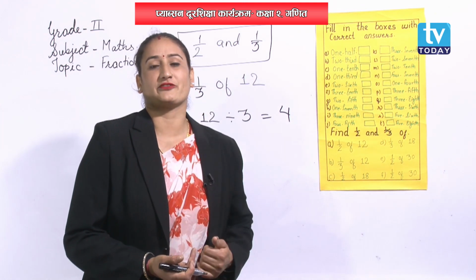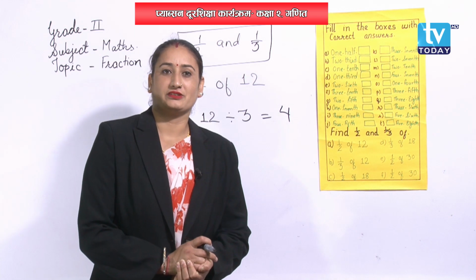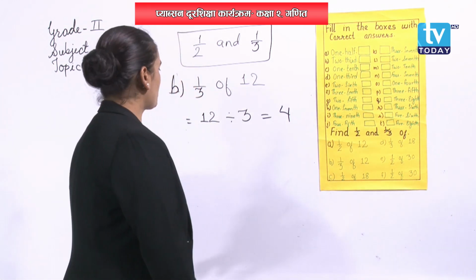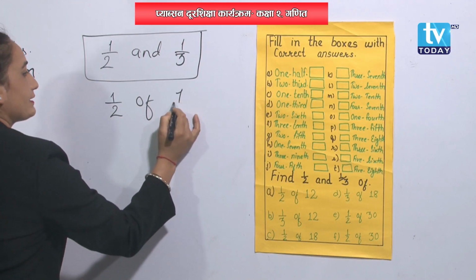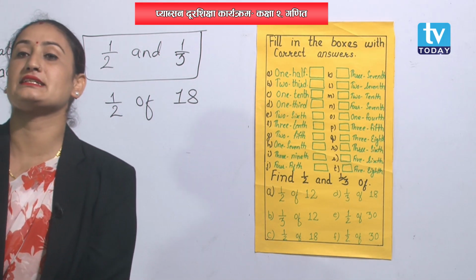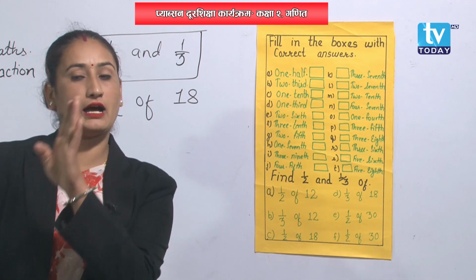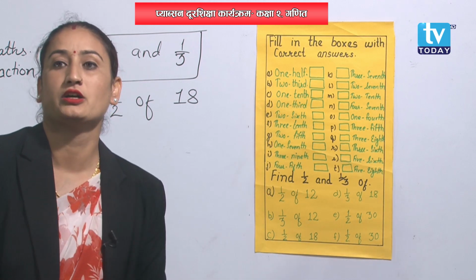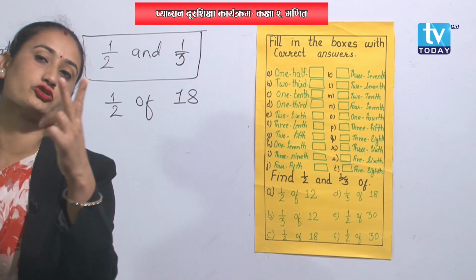Please listen to me very carefully. Now the next question is for you. Are you ready to solve that next question? Okay, the next question is like this: 1 by 2, half of 18. Can you make that 18 lines into half groups, into 2 groups? Half group means only 2 groups are there. So can you separate those 18 lines into 2 groups?